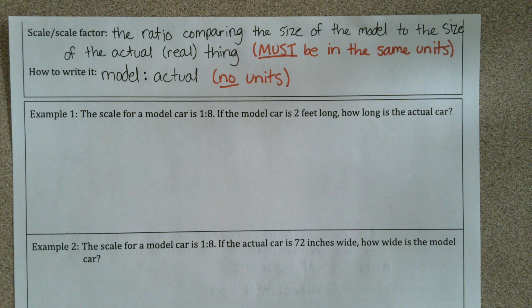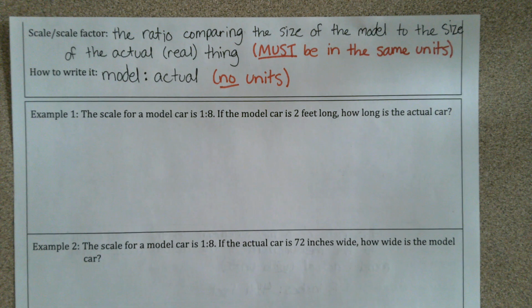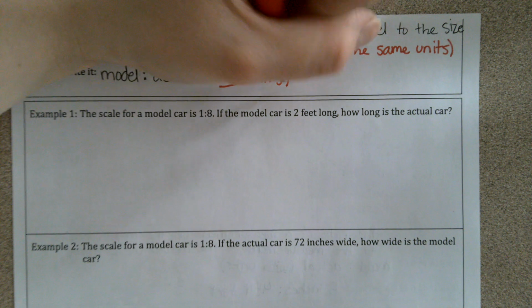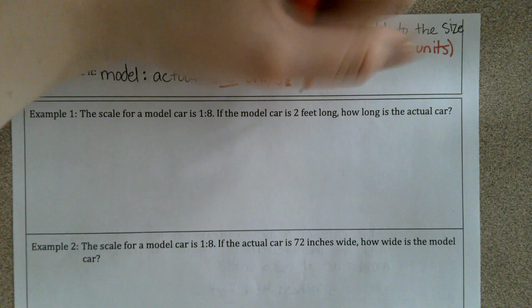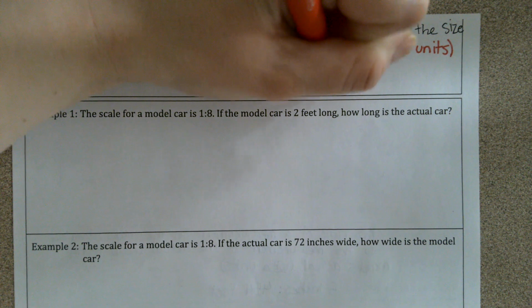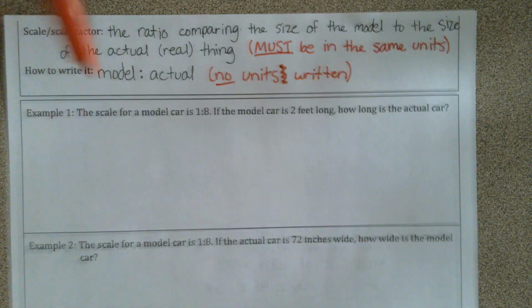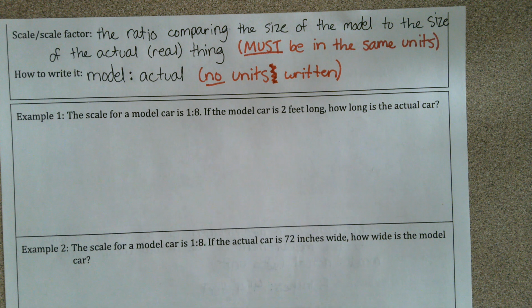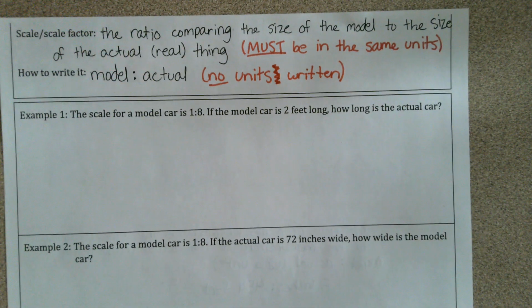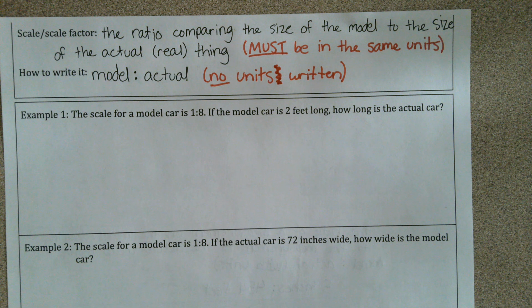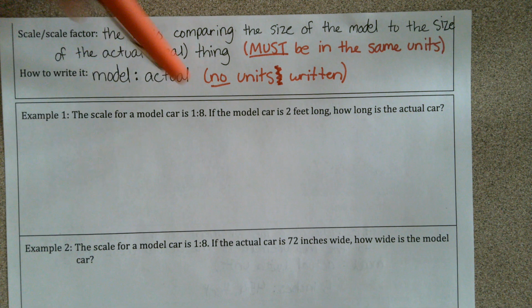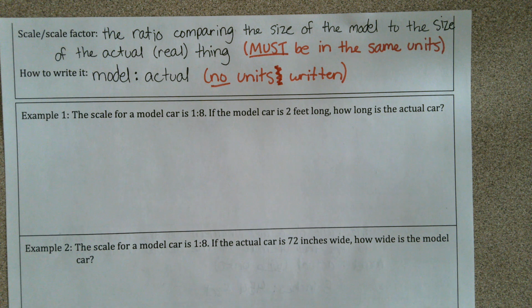And let me specify, no units written, and I'm going to add a little caveat here. When we write this ratio, we don't write the units with the numbers, is what that means when I say no units written. That doesn't mean that it doesn't have units. These have units, but we don't write them because if they're the same, we can drop them.